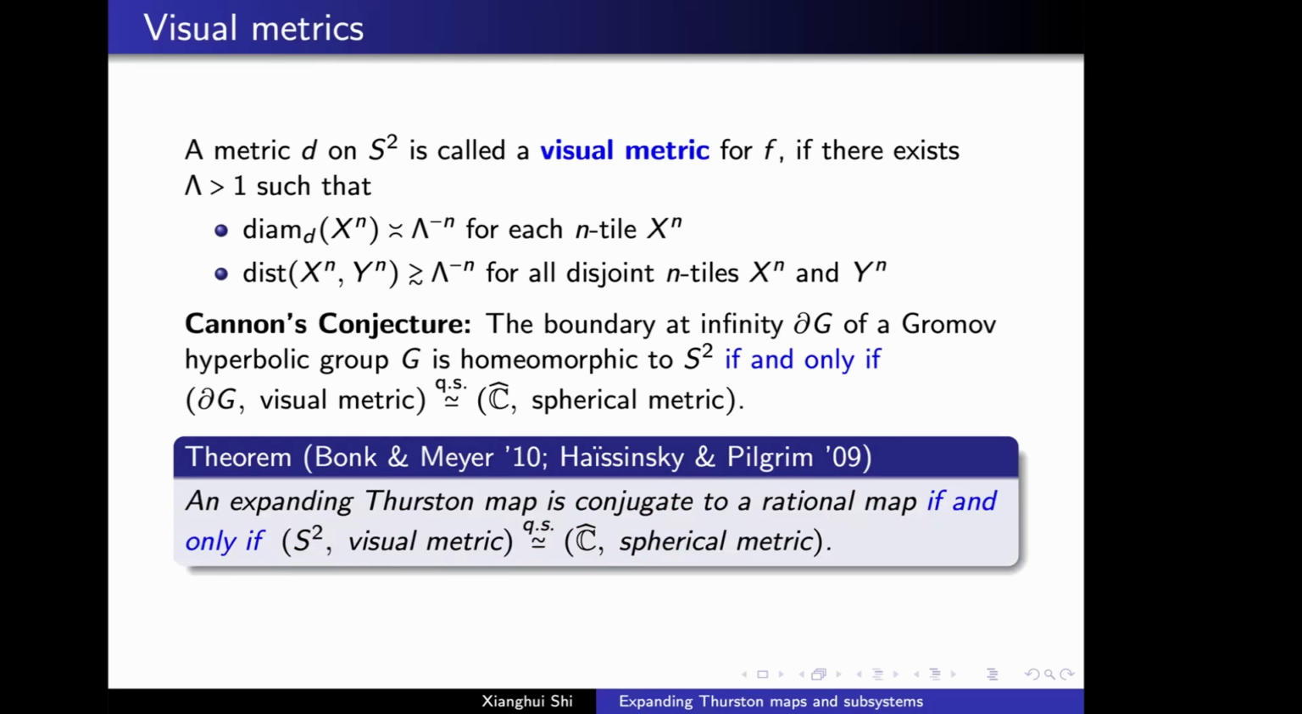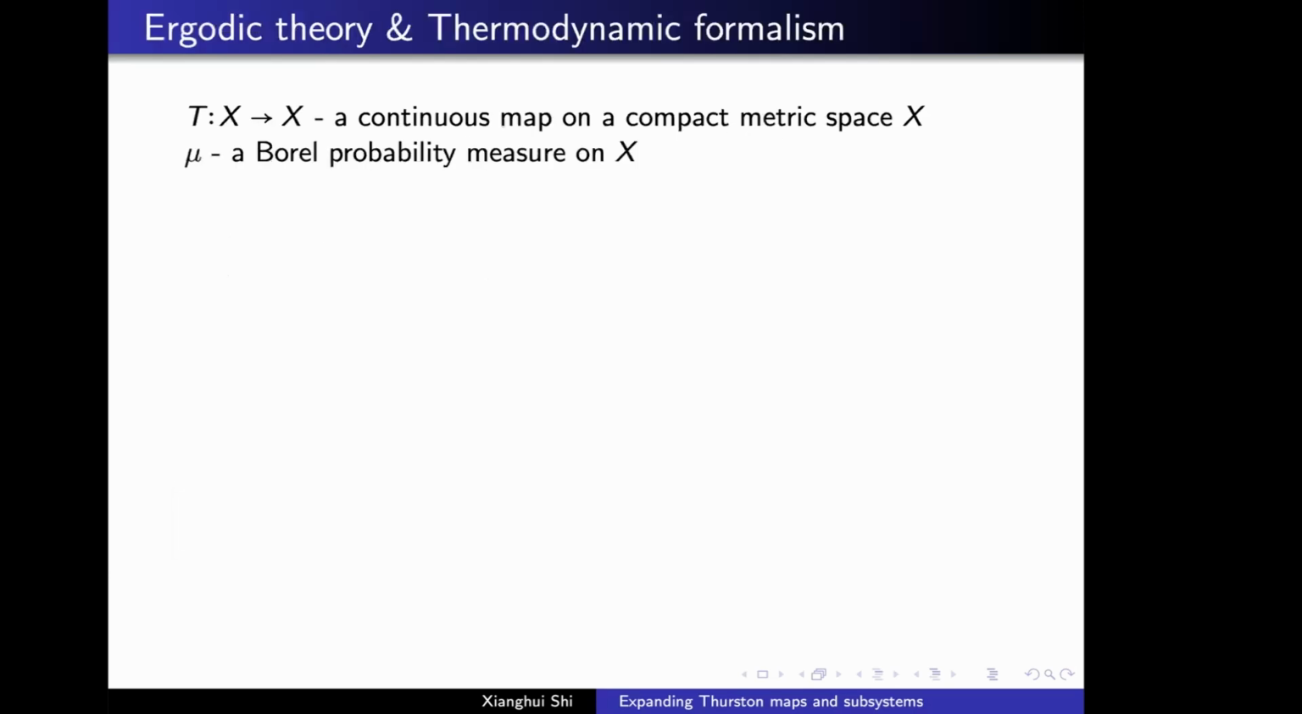Today, I will focus more on the ergodic properties of expanding Thurston maps, since my topic today is the ergodic theory of those maps. I understand that some of the audience may not be familiar with ergodic theory. So let me start with some basic definitions. We consider a continuous map T on a compact metric space X and a probability measure mu on X. This is the setting we will work within our talk.